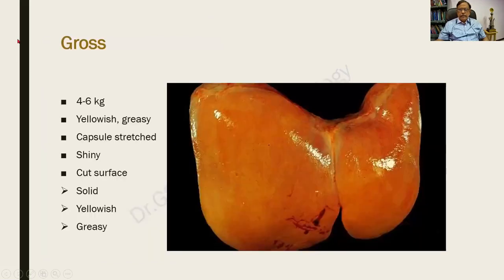The gross picture. The gross picture of the liver will be the fatty liver. The size is about 4 to 6 kg in weight. It is enlarged, yellowish and greasy, and it is also shiny. The capsule is stretched. See, I can see the reflections of the light over here. And the cut surface is solid, yellowish and greasy. The knife will be passing through butter, literally.